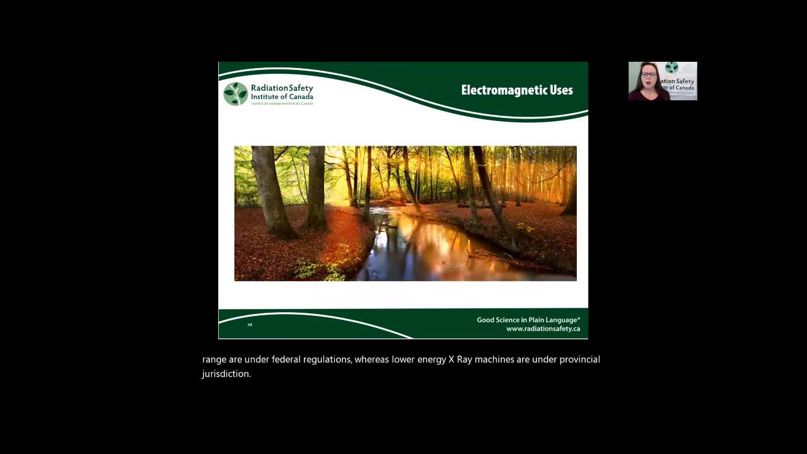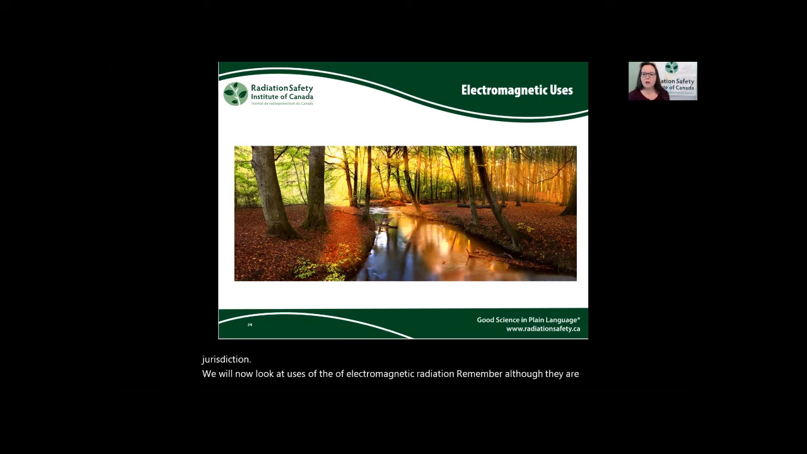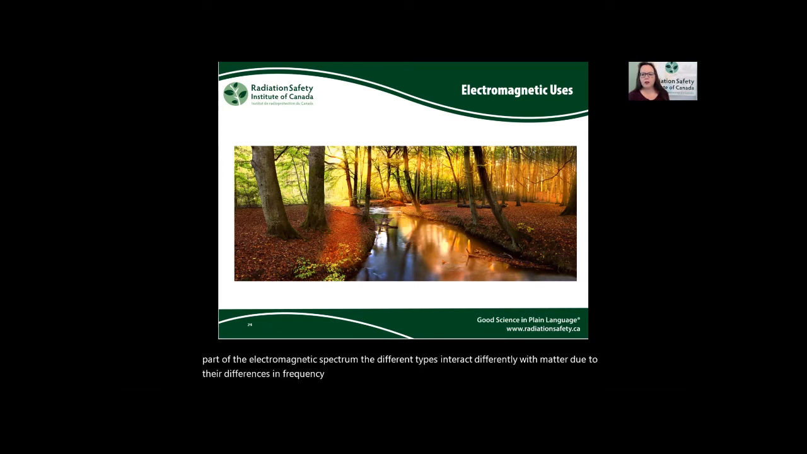We will now look at uses of electromagnetic radiation. Remember, although they are all part of the electromagnetic spectrum, the different types interact differently with matter due to their differences in frequency, wavelength, or photon energy, which are interrelated. We will start with the low frequency, long wavelength and go to the high frequency, short wavelength.